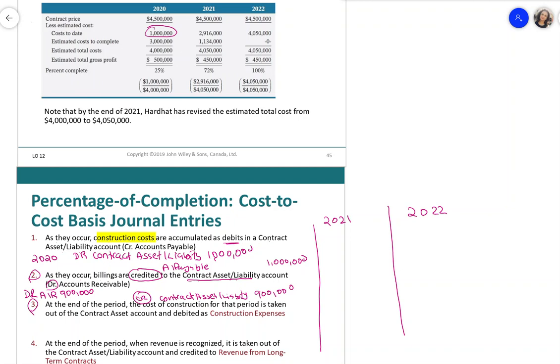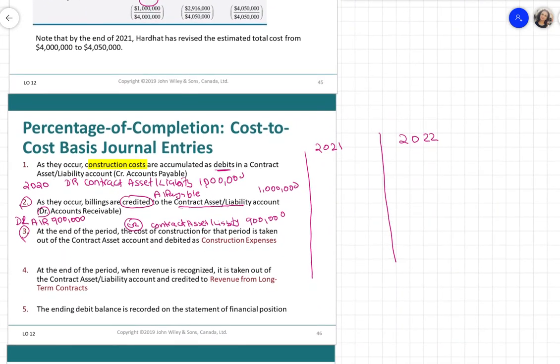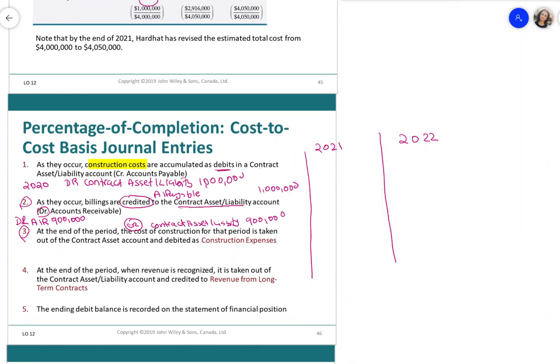So now those are the first two entries, and the next one is at the end of the period. One year has gone by. We know we completed 25% of the project. They missed one entry here: the collection. They didn't talk about the collection of it, but I'm going to show you the collection entry. Normally that is the third entry, this will be the fourth, and this will be a fifth entry. So the third entry will be for the collection.